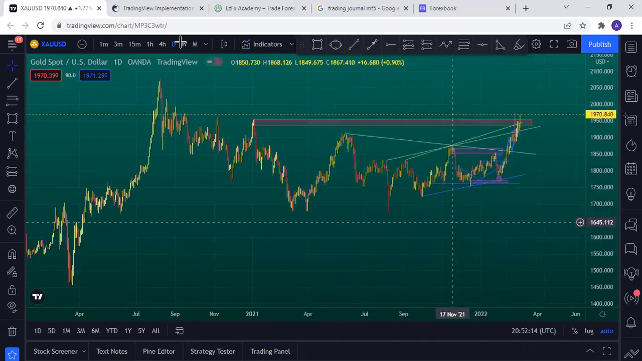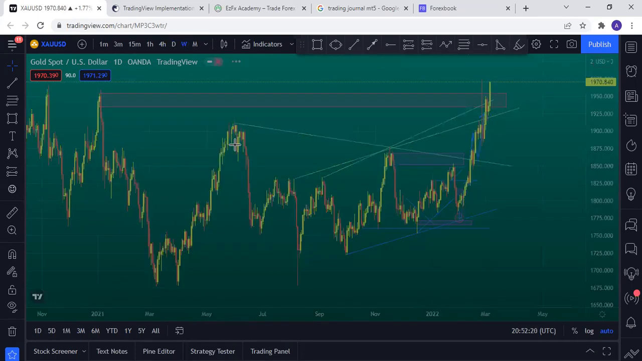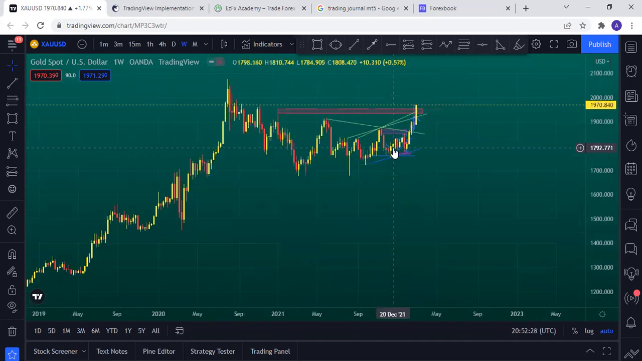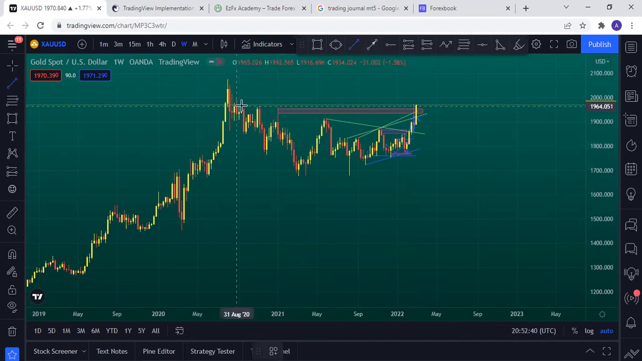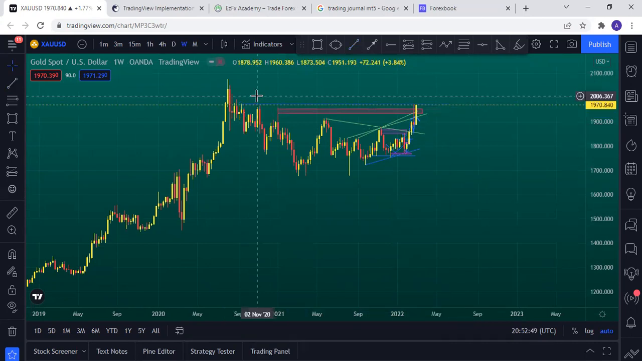Or better still, let's start from the weekly time frame. All right, so this is the weekly time frame, and currently what we're seeing on gold is still some serious bullish pressure. However, I am of the opinion that that pressure might not last so long. Reason being that, as you can see, we've had equal highs here, with several touches around that zone.